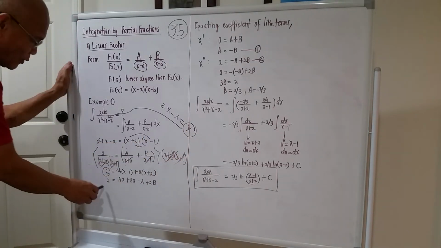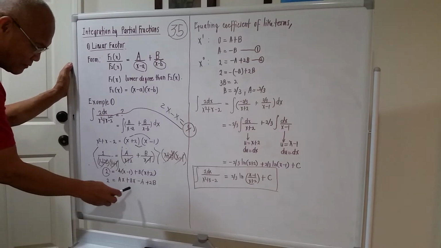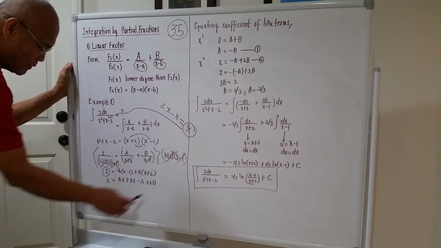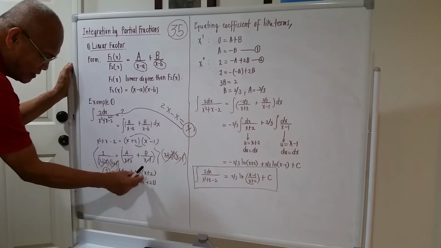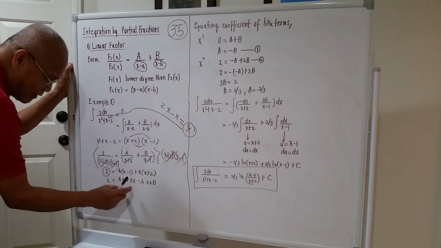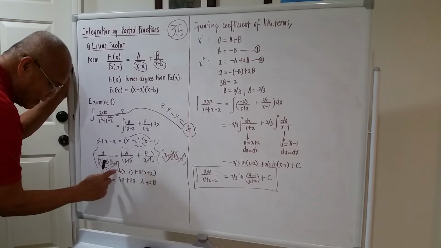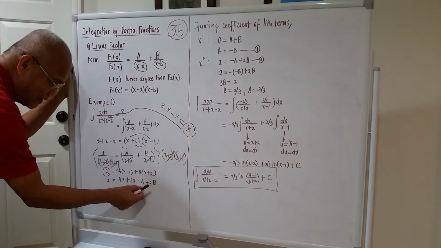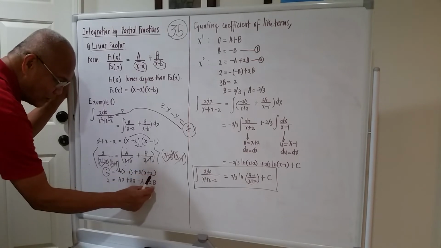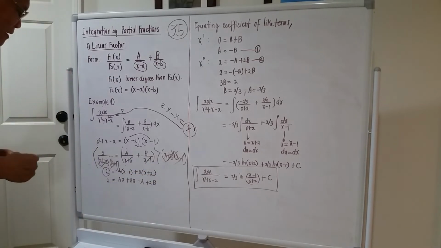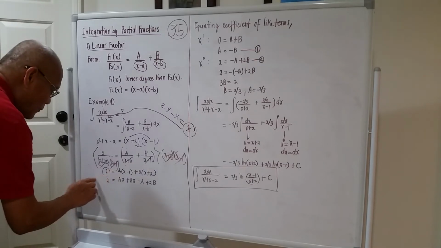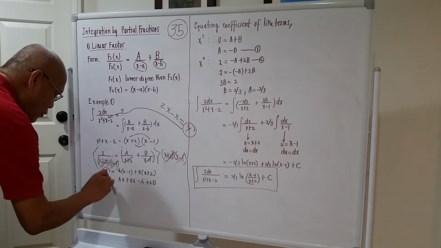Simplifying, 2 will be equal to ax plus bx minus a plus 2b. This is ax, this is bx. I write them very near each other. A times minus 1 is minus a. B times 2 is actually 2b. Okay? So this is now the resulting equation.